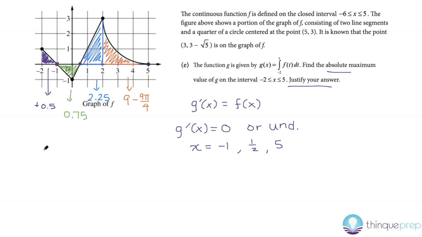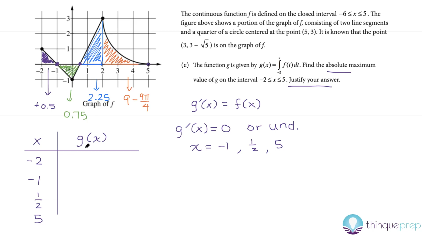And now, when you're looking for the absolute maximum, I think the easiest way to do it is to do a t-chart. One of the ways that AP Calculus has said that they can award you points is by plugging in the critical values as well as your endpoints into the function to assess which values are either the greatest or the smallest, depending on what you're trying to find. So we need to plug in -2, we need to plug in -1, we need to plug in 1/2, and then we need to plug in the number 5.